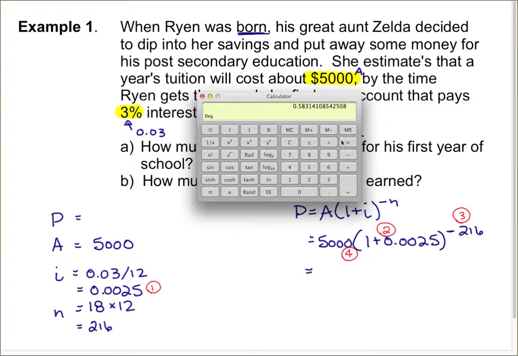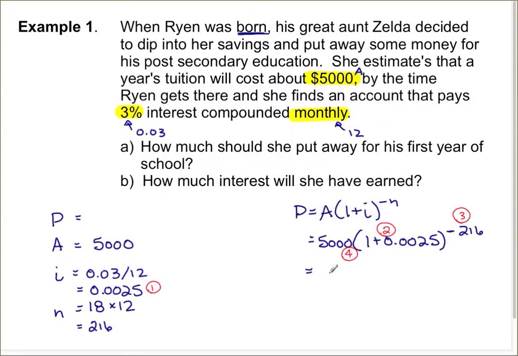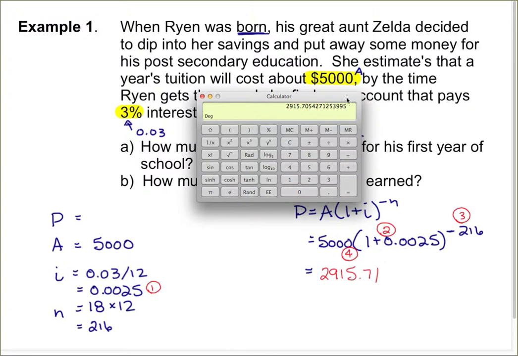And now the last thing I'm going to do is multiply by 5,000 and hit equals. And so that's 2915.71. Now I'm just going to show that to you again a little bit faster with a little less talk.